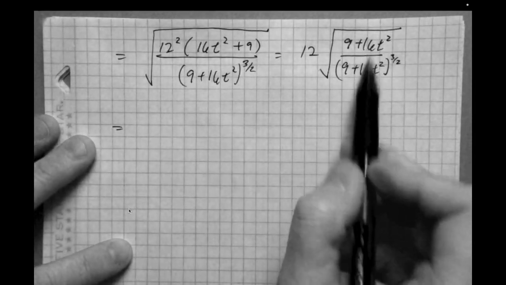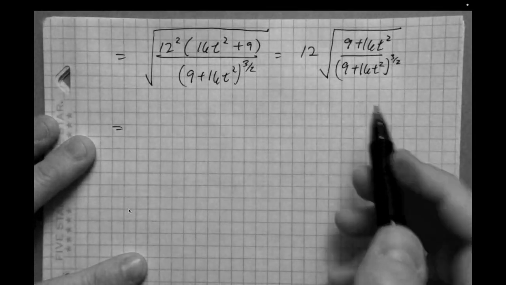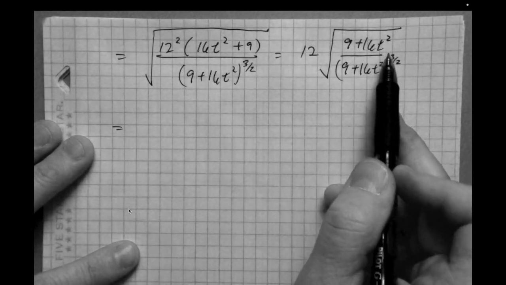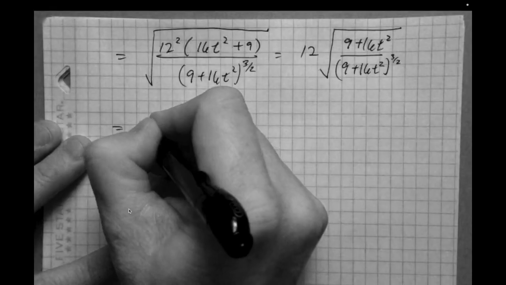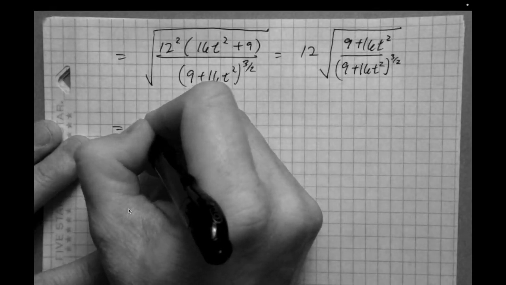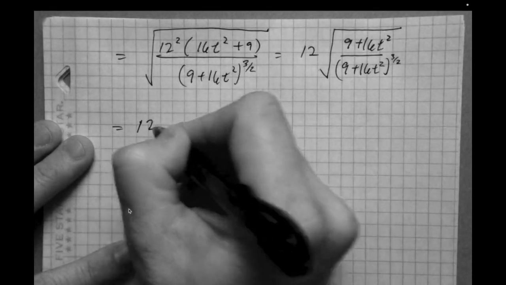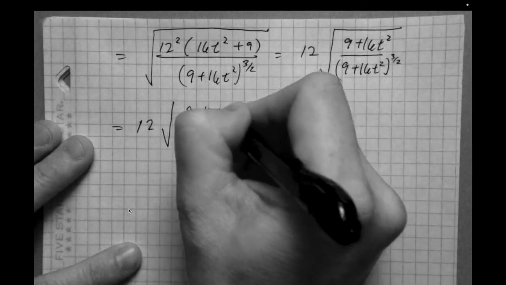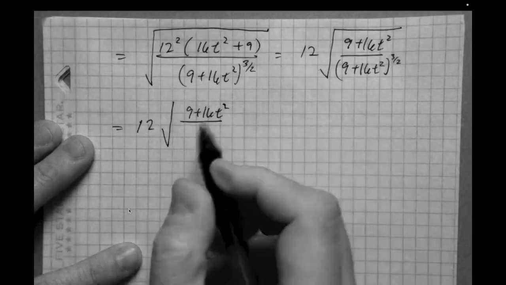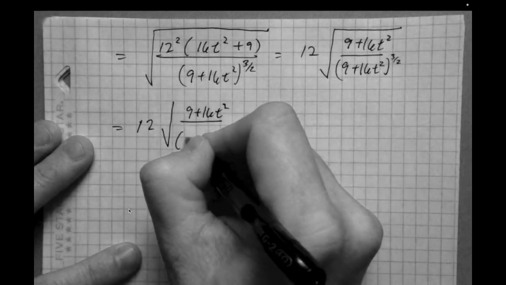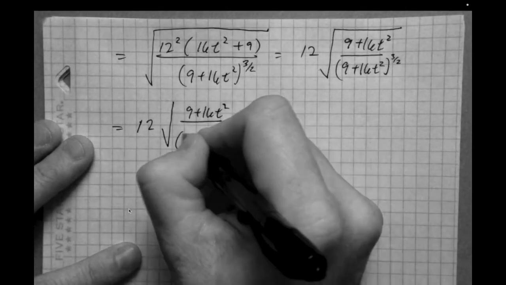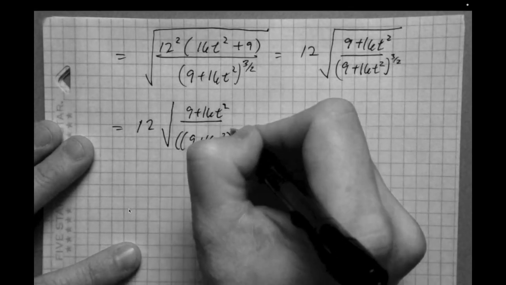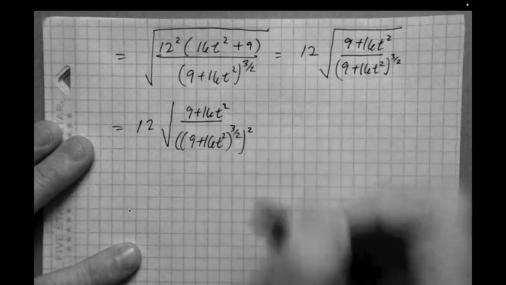All right, and so this will cancel, won't it? Yeah, so we'll get a, let's see here. Well, one way to write it would be like this. We can write this as 12 times the square root of 9 plus 16t squared divided by, and I'm going to write it slightly differently. I'm going to write it like this: 9 plus 16t squared, and then that's the 3/2 power, and then squared again.